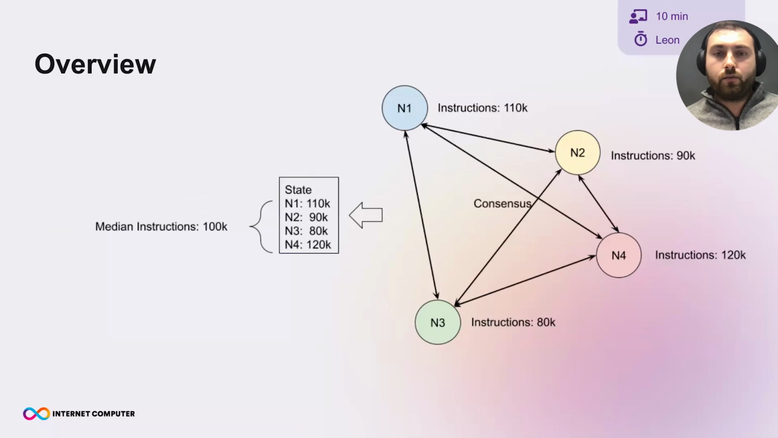So what we then do is that after some fixed period of time, all the nodes send the statistics that they have collected through consensus, and then it gets recorded into the state. And once we have sufficiently many entries in the state, we will calculate the median of these values. In this example, I just showed it for the instructions, but it works similarly for all the other statistics. And these median values are then what gets recorded into the canister state and can be used by the canister.